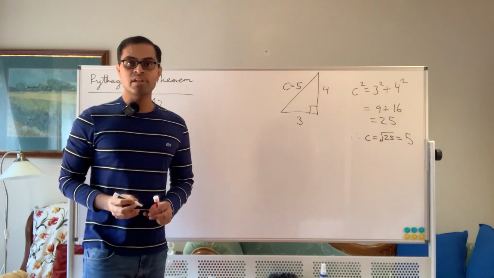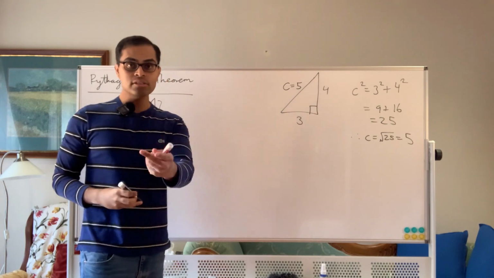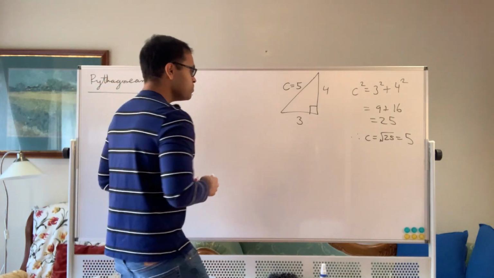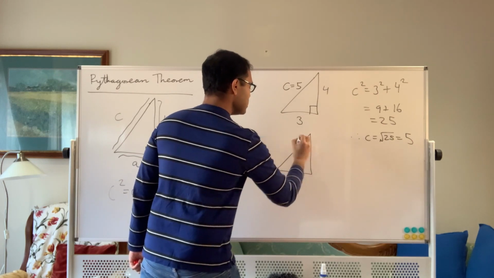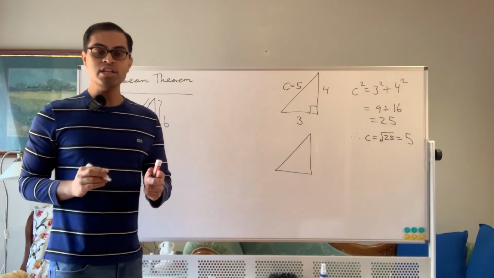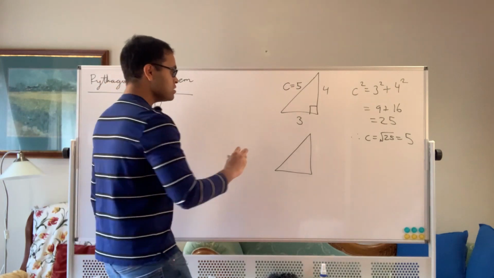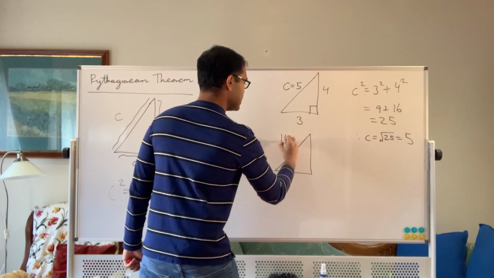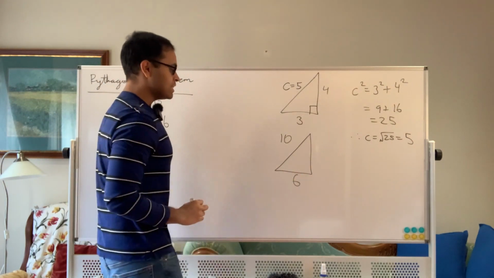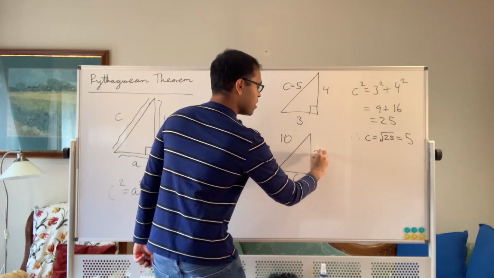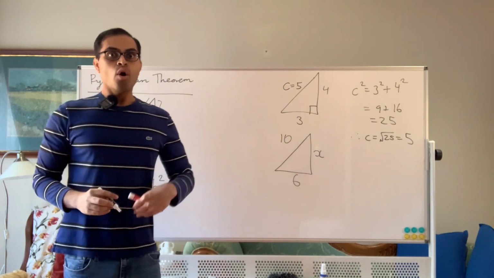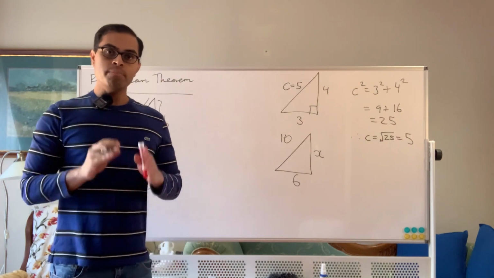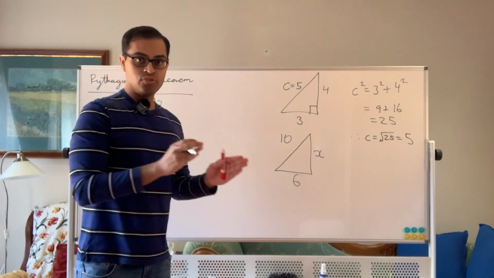Here's another example of a problem where you can also use the Pythagorean theorem. Suppose I have a right triangle like this, and suppose that I know the length of the hypotenuse and one of the sides. Suppose I know the hypotenuse has length 10 and another side has length 6, and I want to figure out what x is, where x is the side length of that vertical side. We can also use the Pythagorean theorem because it's a law that relates the three side lengths.